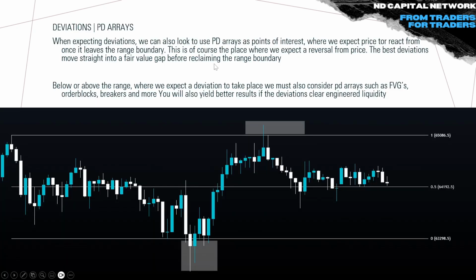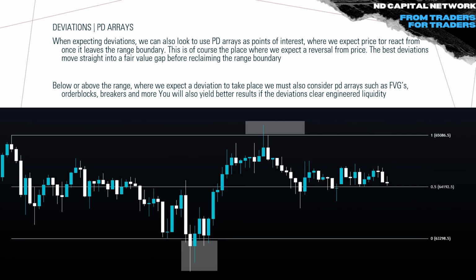This is the way it looks. So this is an example with previous day arrays on BTC, and when expecting deviations we can look at the PD arrays as a point of interest, and we're expecting price to react from that once it leaves the range boundary. And this is of course the place where we can expect a reversal from price. The best deviations move straight into the FVG before reclaiming the range boundary.